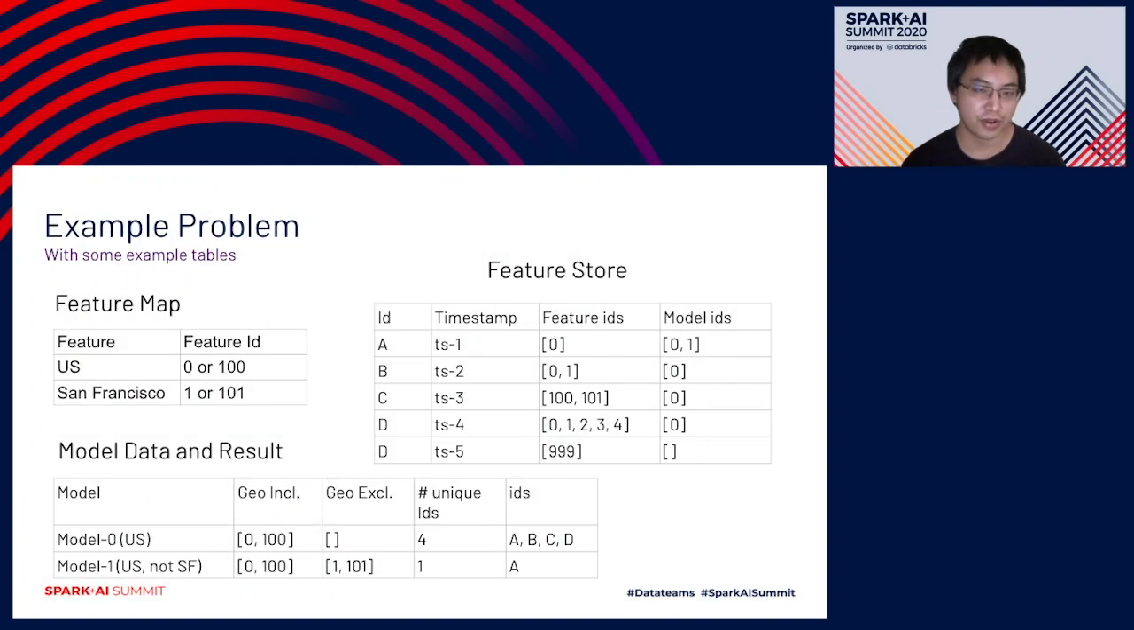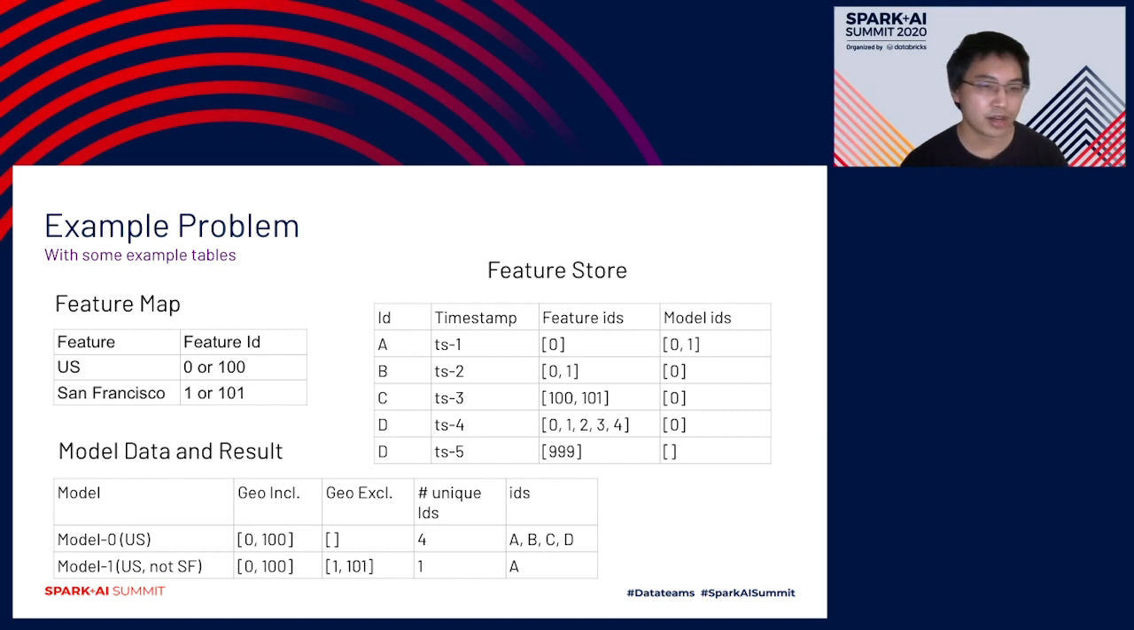For those of you who prefer looking at tables, I've constructed a set of tables to make things a little bit clearer. I'll start with our feature store table. In the feature store table, we have a set of IDs, timestamps, and feature IDs. Essentially, for this user at this time, we see that they have these features associated with them. To see what all of those feature IDs correspond to, we have a feature map, where in this case, if you have feature ID 0 or 100, this means we saw you in the US. And if you have feature ID 1 or 101, we saw you in San Francisco.